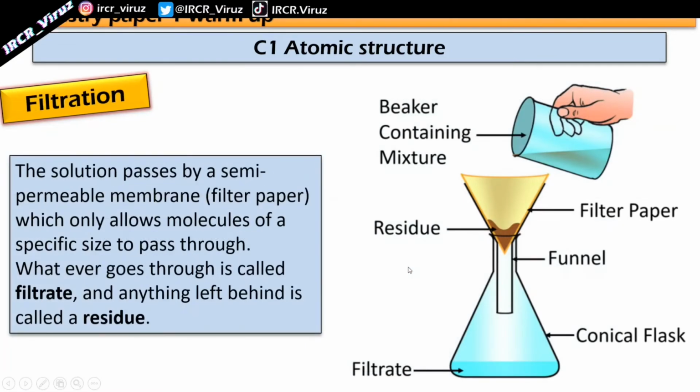Now, filtration: the solution passes through a semi-permeable membrane which only allows molecules of a specific size to pass through. Whatever goes through it is called a filtrate, and anything left behind is called a residue. Okay, this is pretty much self-explanatory, but there are situations in which you'll be asked to create a practical method in which you might need to use more than one separation technique at a time.